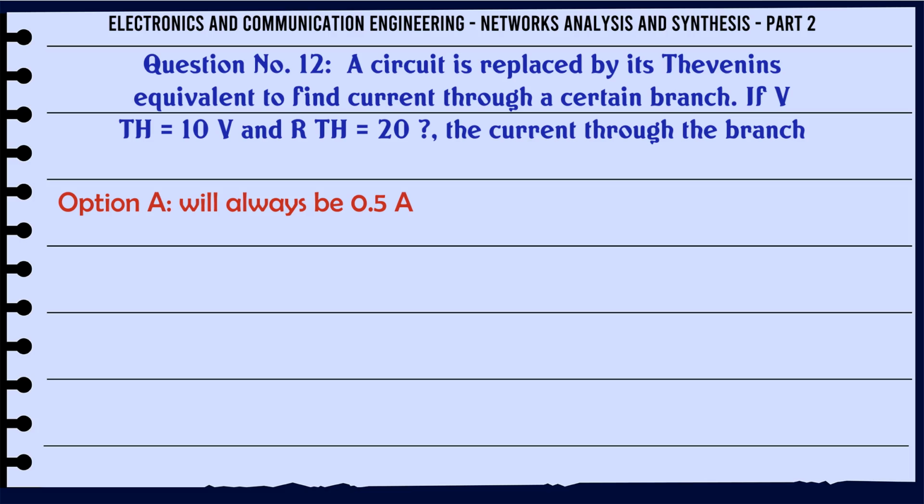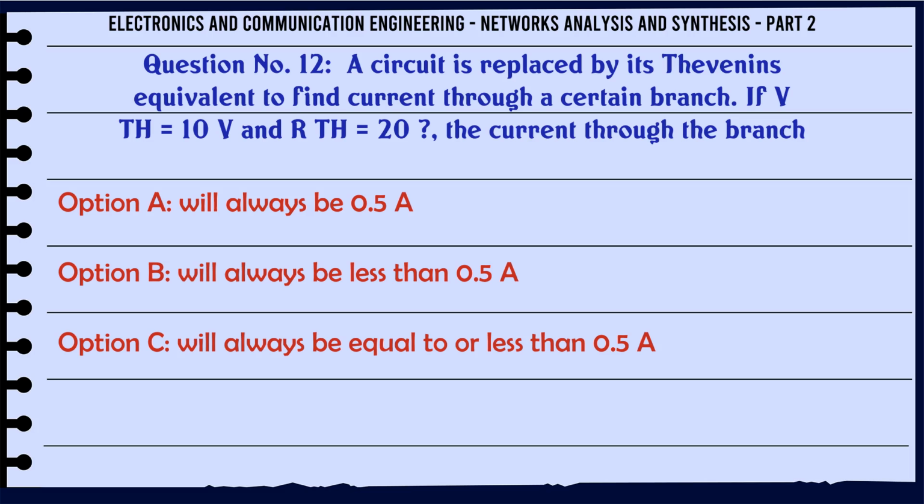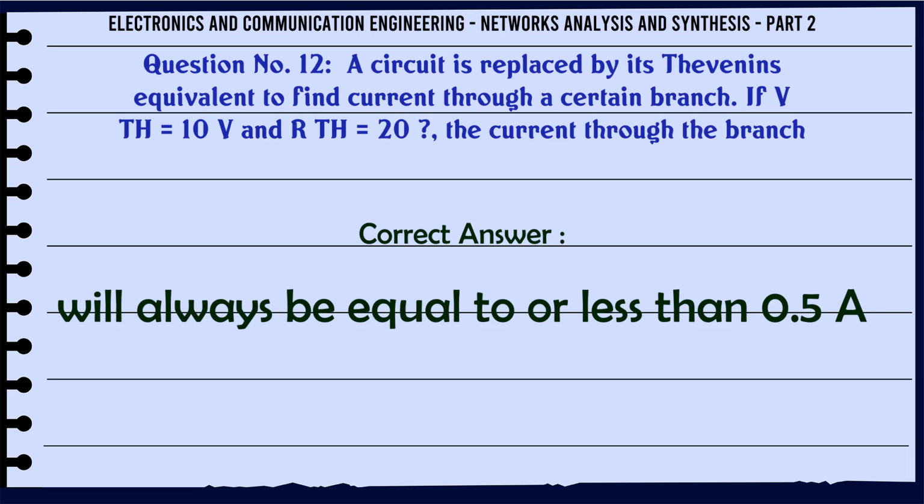A circuit is replaced by its Thevenin equivalent to find current through a certain branch. If V is 10 V and R is 20 ohms, the current through the branch A. will always be 0.5 A, B. will always be less than 0.5 A, C. will always be equal to or less than 0.5 A, D. may be 0.5 A or more or less. The correct answer is will always be equal to or less than 0.5 A.